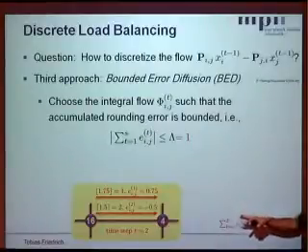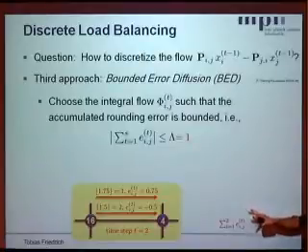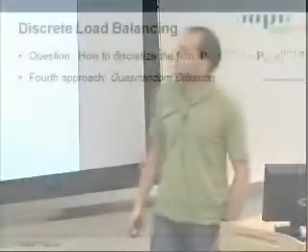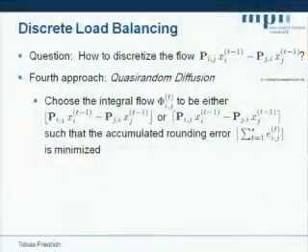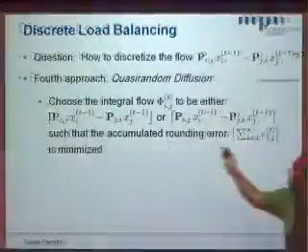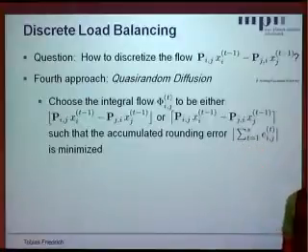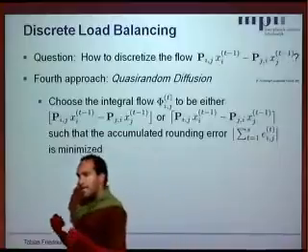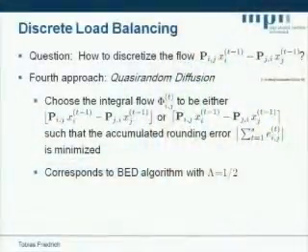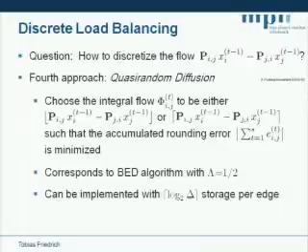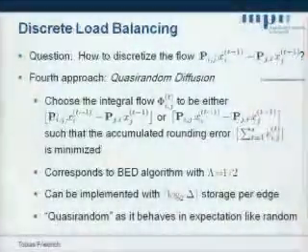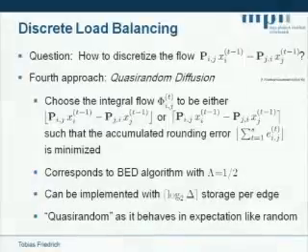That's a very general framework, because I didn't tell you how I actually choose how to round. I guess you already have an idea how you can do that. I call it quasi-random diffusion. We can discuss after the talk whether you like the title or not. The easiest way is we round up or down such that this accumulated rounding error is minimized. I call this quasi-random because it somehow imitates this property of the random process of having a small accumulated rounding error, deterministically. This corresponds to a bounded error diffusion algorithm of the previous slide with keeping it below 1/2. And it can be implemented with log of the degree storage per edge. I already explained why I call it quasi-random.